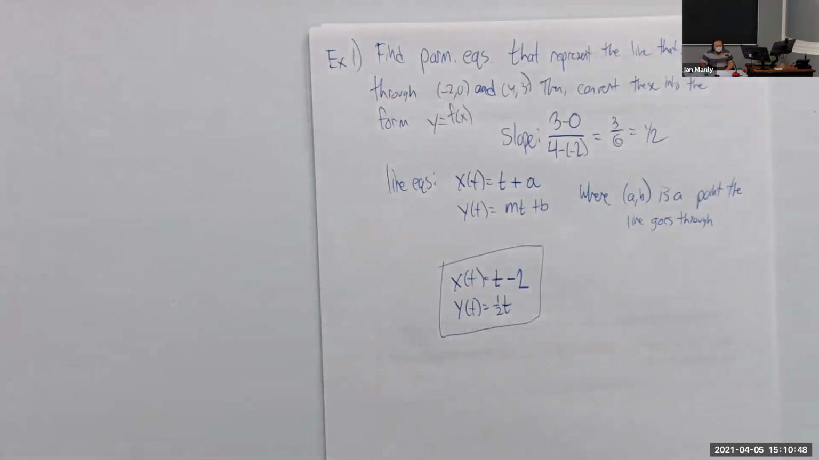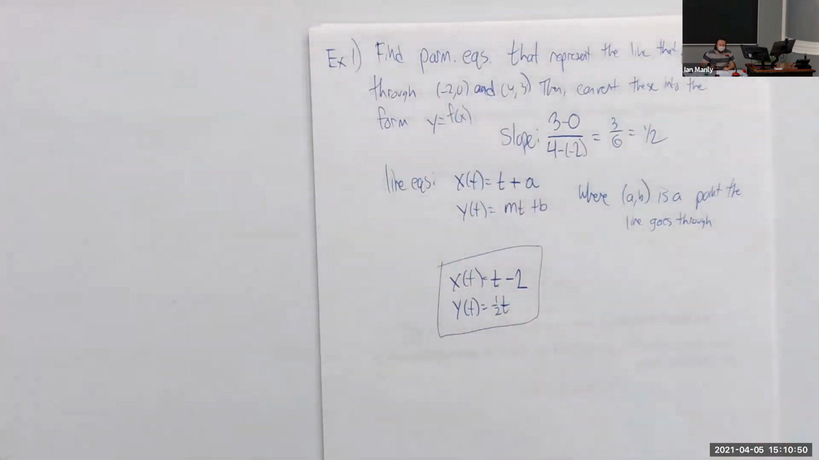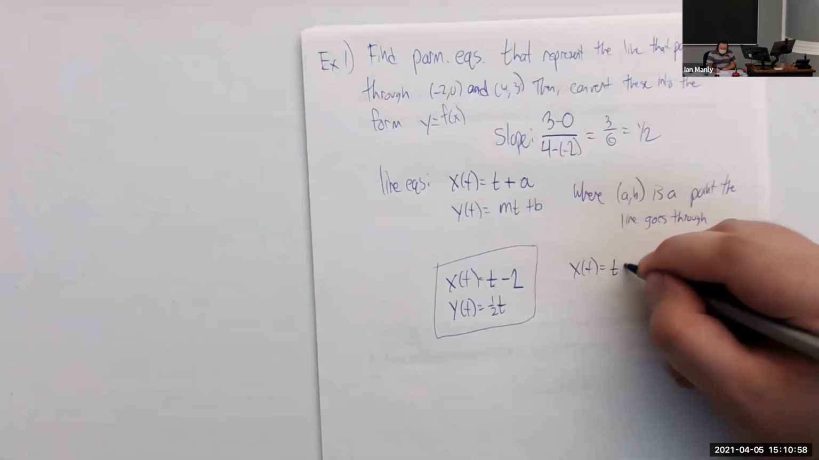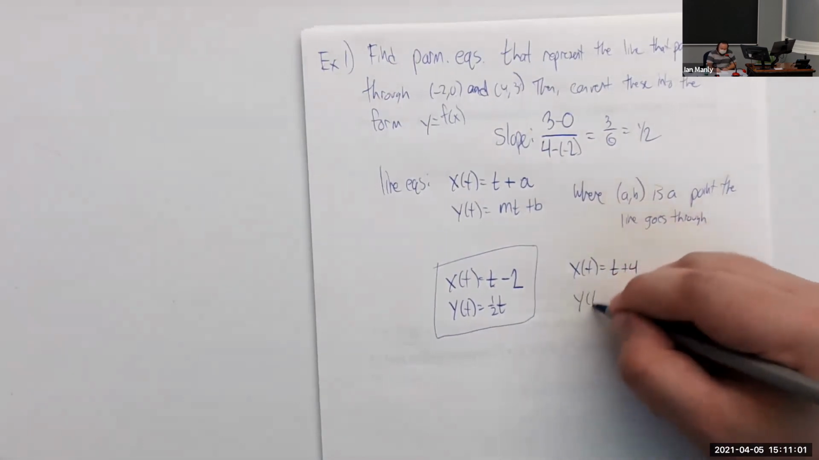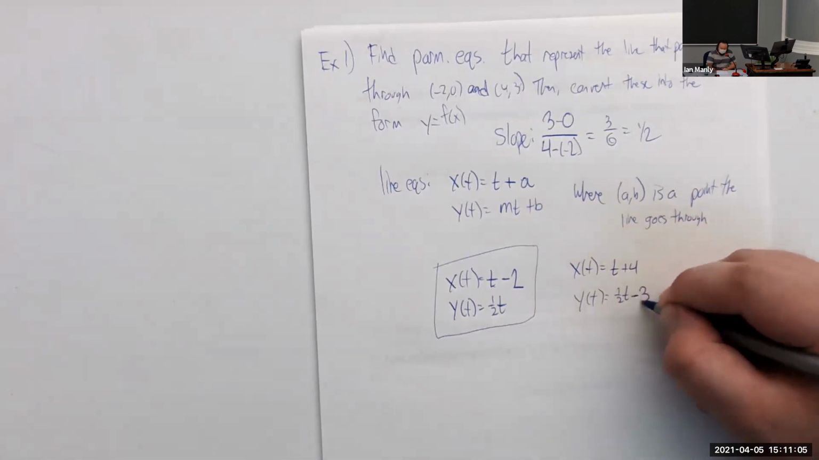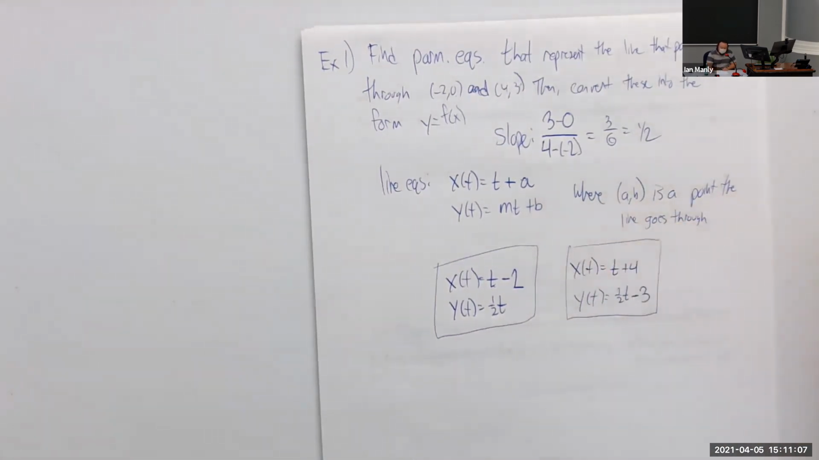Now, the thing is you might be wondering, okay, well, we used the point -2, 0, but it also goes through the point 4, 3. So wouldn't these also work? Let's say we had x of t is t plus 4, and y of t is 1/2 t minus 3. It turns out that, yes, those would work as well.